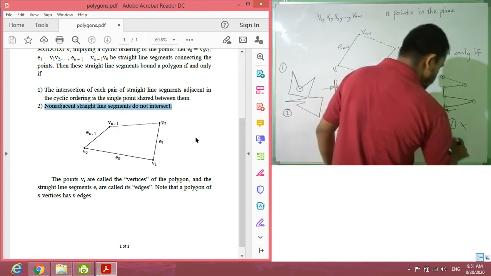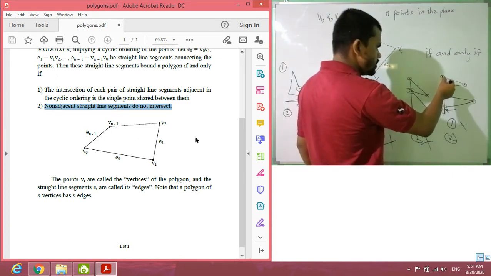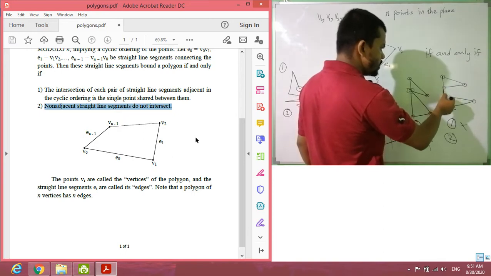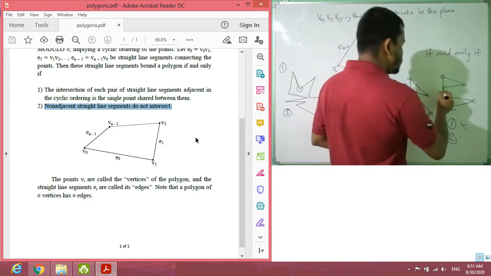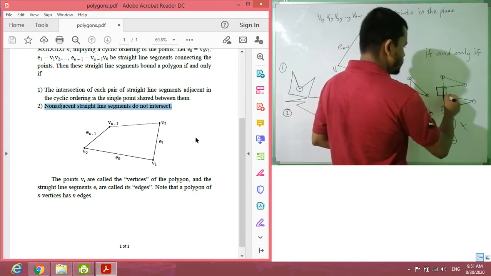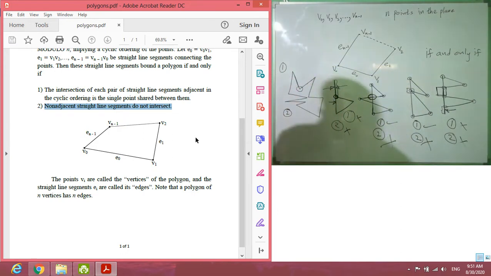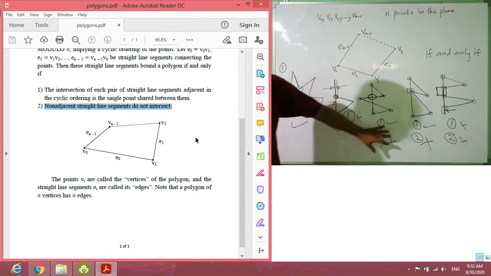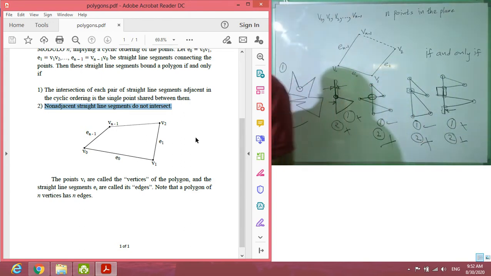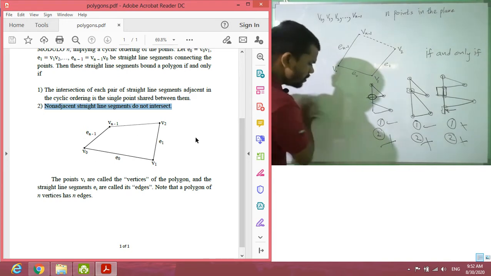If you consider the second condition, if you consider this edge and this edge, they are non-adjacent when we consider the cyclic ordering, but they intersect in this region. Therefore, the second condition is also false. In that way, you should be able to identify a polygon. Now, this is a polygon. This is not a polygon, this is not a polygon, this is not a polygon, this is not a polygon. So in that way, you should be able to identify a polygon.